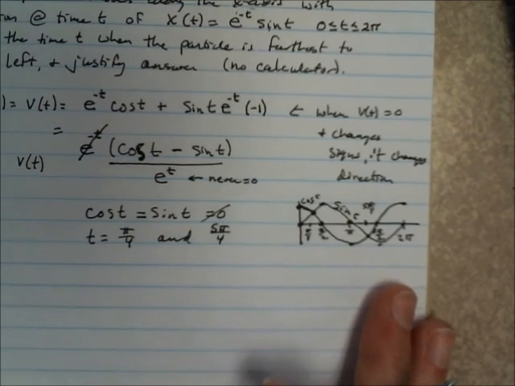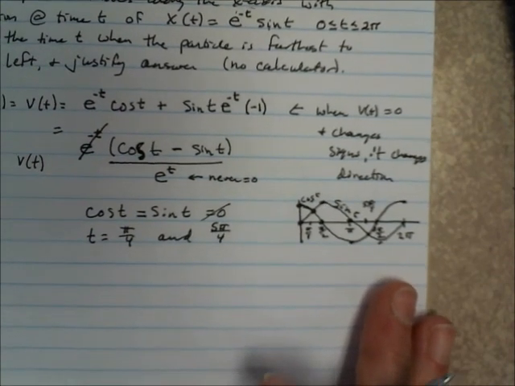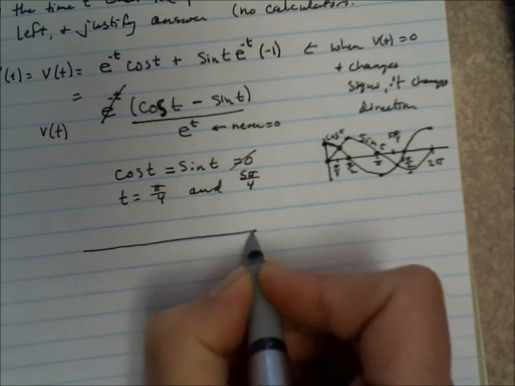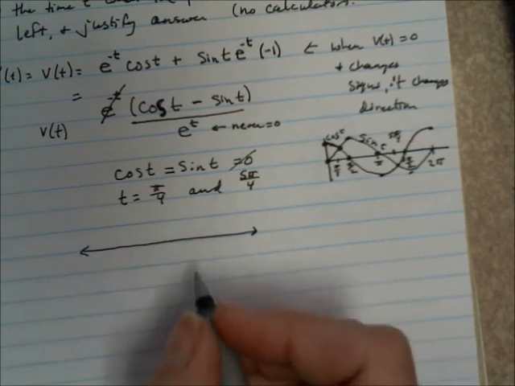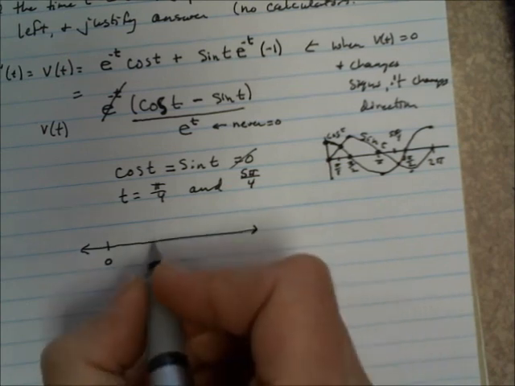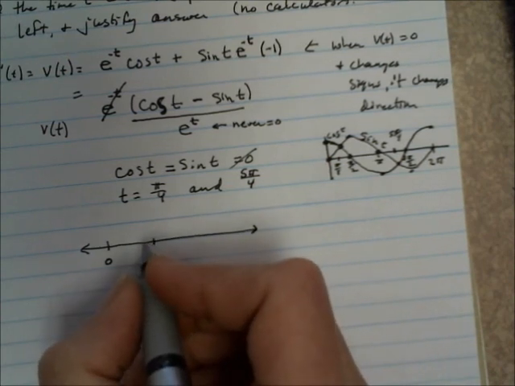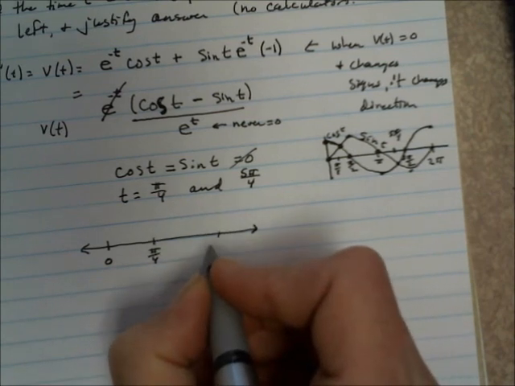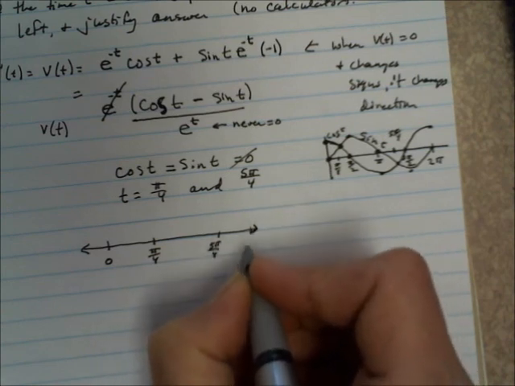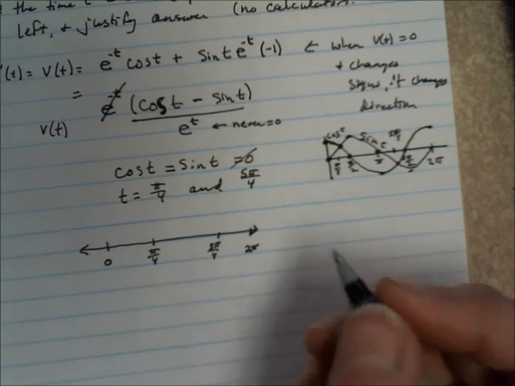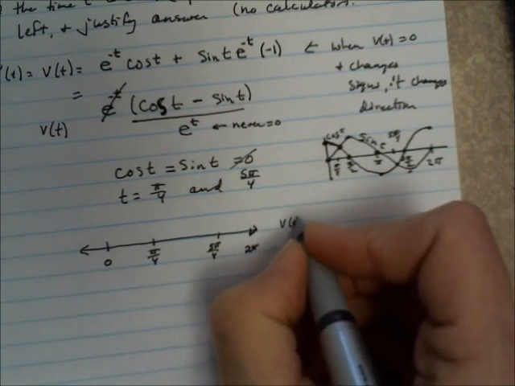The next thing we want to do is set up a sign table to find out if the velocity changes signs at these particular values. So we have t equals 0 starting us off, and then t is equal to pi over 4, our first critical value. Then t is equal to 5 pi over 4, our next critical value. And last, our domain ends at 2 pi. So we'll put 2 pi on our v of t sign table.